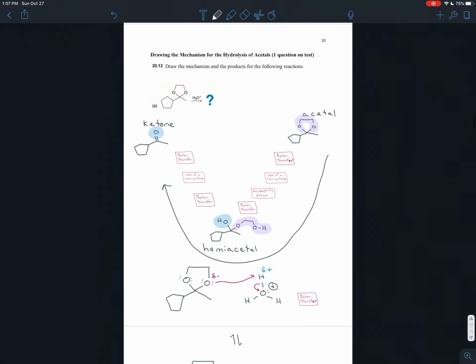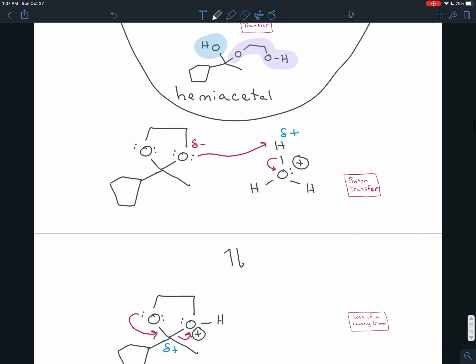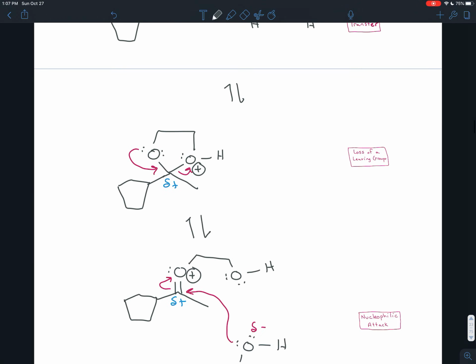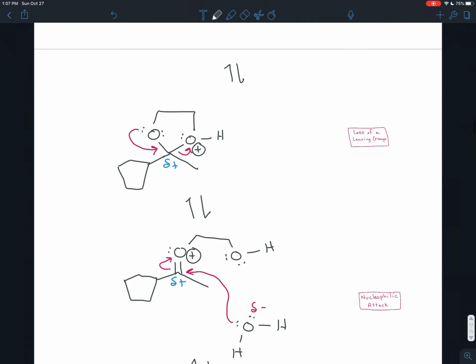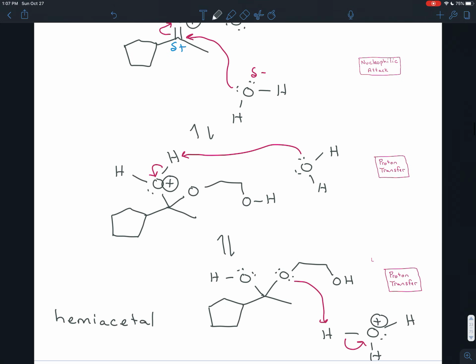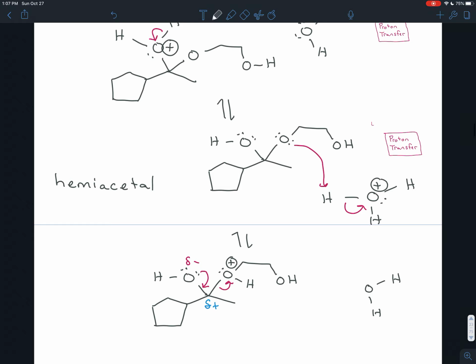So this is really the same reaction we've done before, but in reverse. You need to get the two ethers off of your carbon chain, so you turn one into a good leaving group with a proton transfer. Then you have the loss of that leaving group. You do a nucleophilic attack to bring in the oxygen that will ultimately become the ketone oxygen, carbonyl oxygen. You have to stabilize that once it gets there. You do that with a proton transfer. Then you have the hemiacetal.